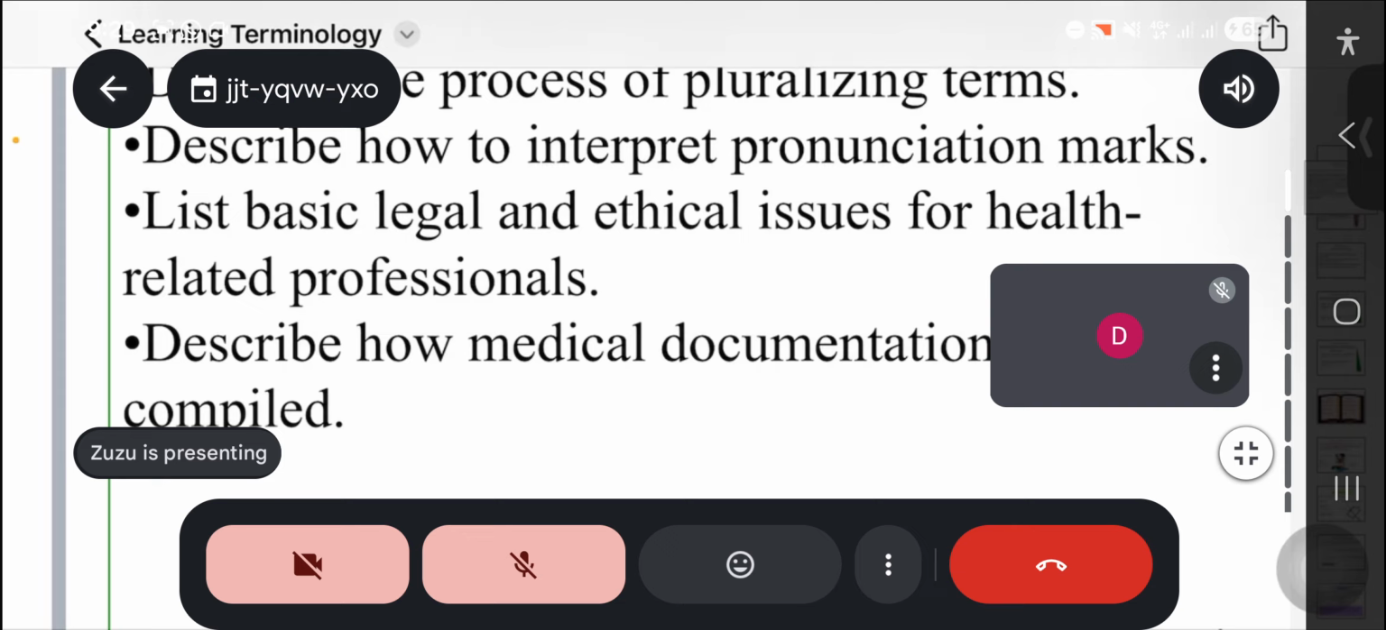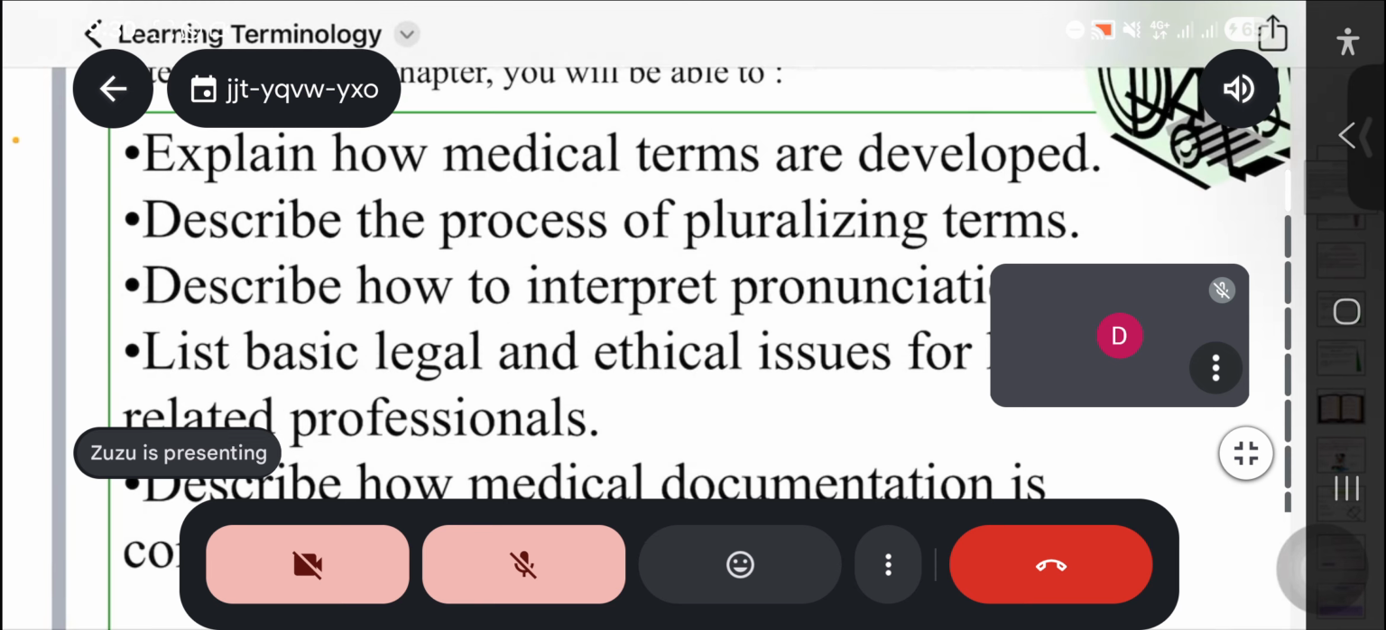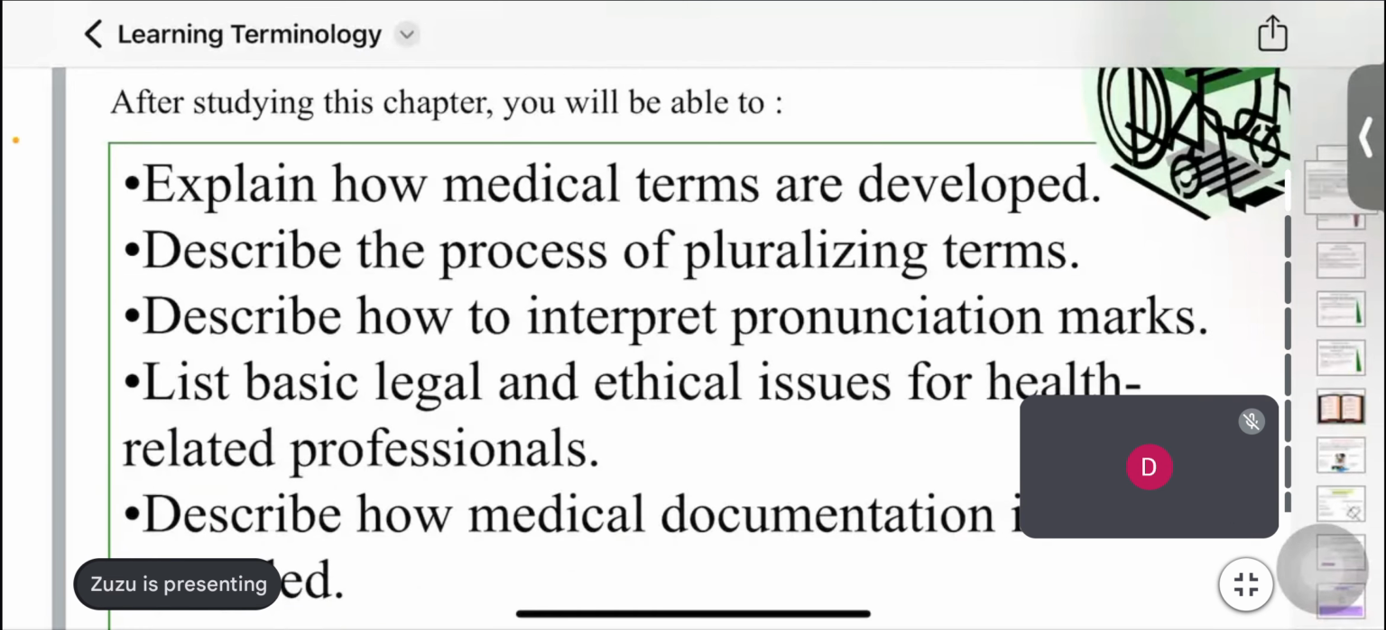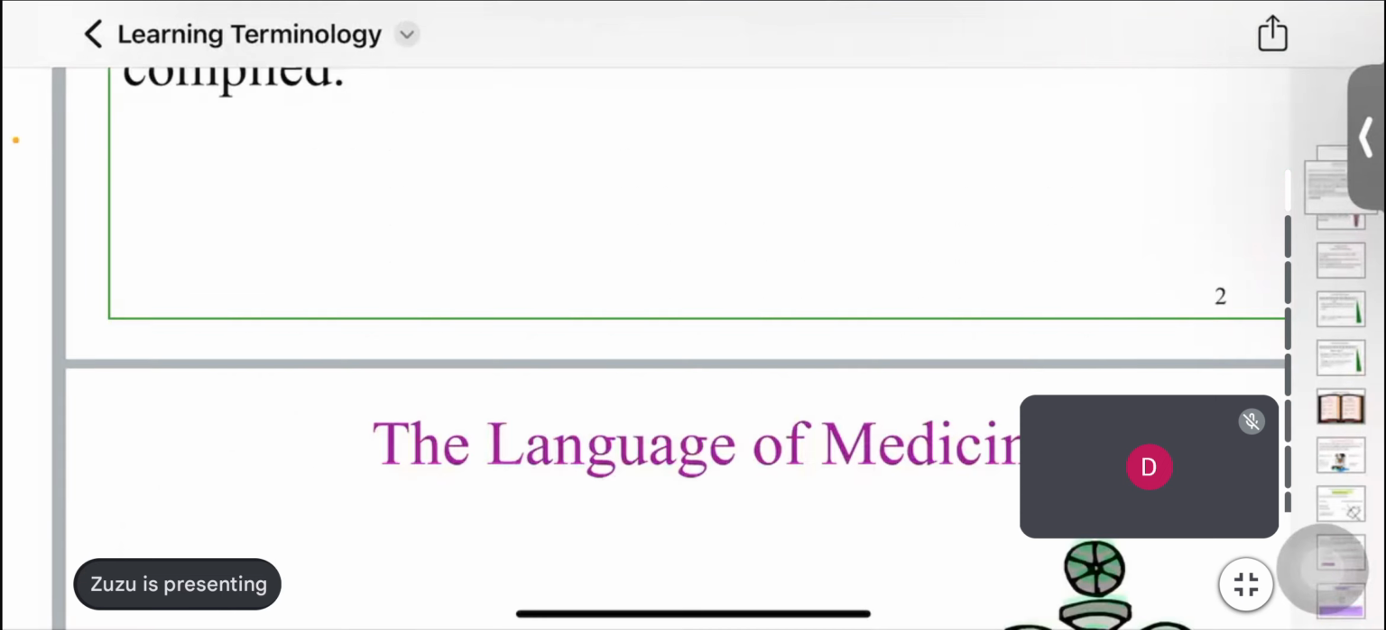Okay, so we'll be able to list basic legal and ethical issues for health-related professionals. Describe how medical documents are compiled. Continue.